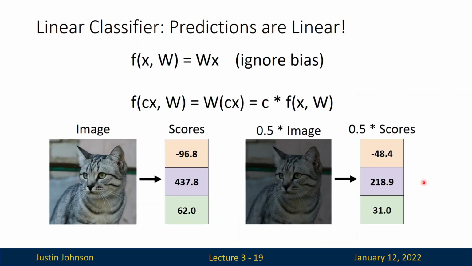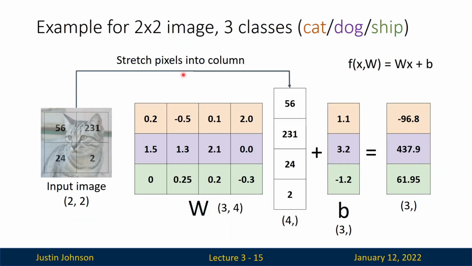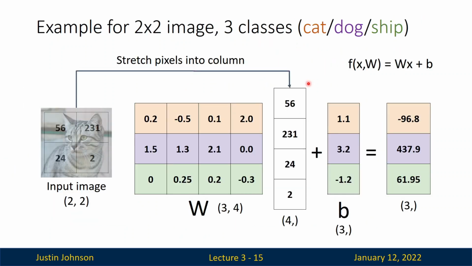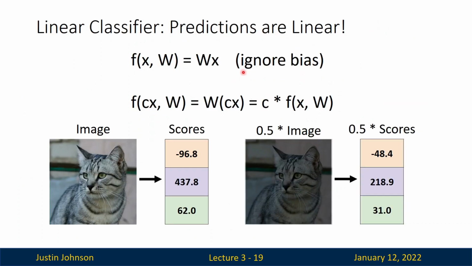So here, we can express our classifier equation as this one. Okay. In the beginning, we have a bias term B. But here, we ignore the bias term. But in fact, they are totally still the same.